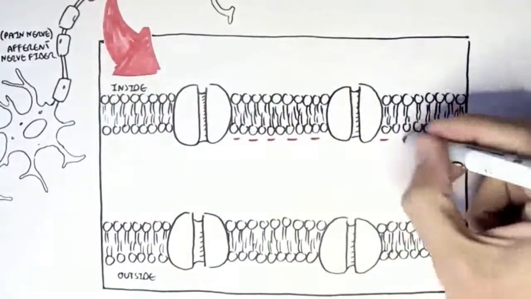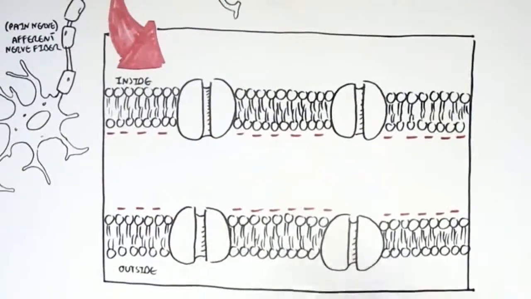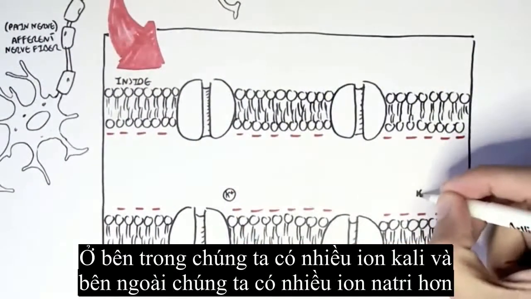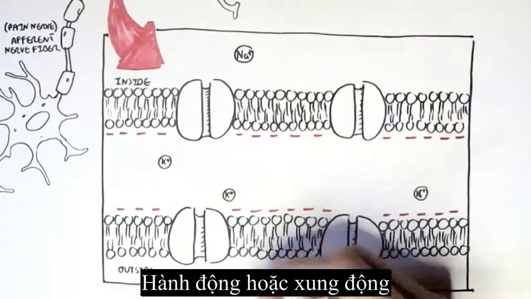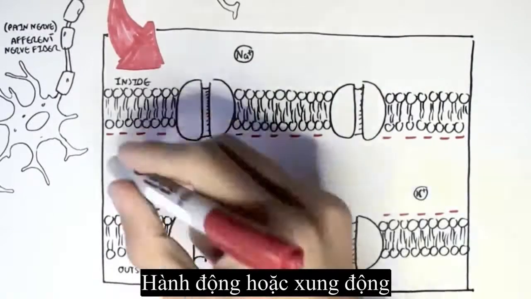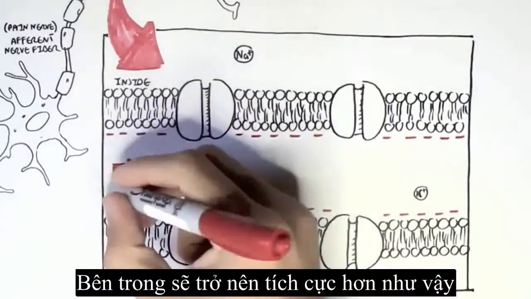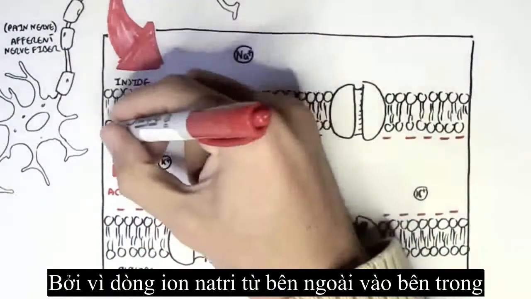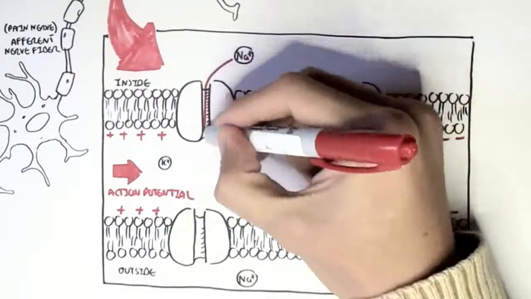In the inside of the neuron, it's more negatively charged in respect to the outside. In the inside, we have more potassium ions, and in the outside, we have more sodium ions. When an action potential or impulse travels along the neuron, the inside will become more positive, like so, because of the influx of sodium ions from the outside to the inside.